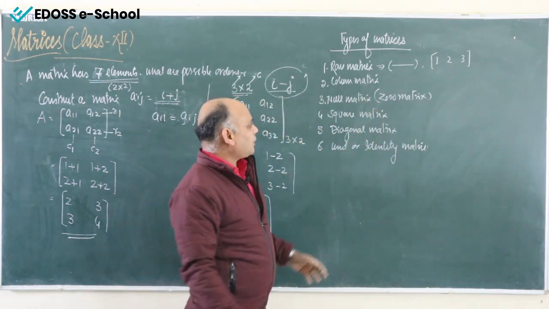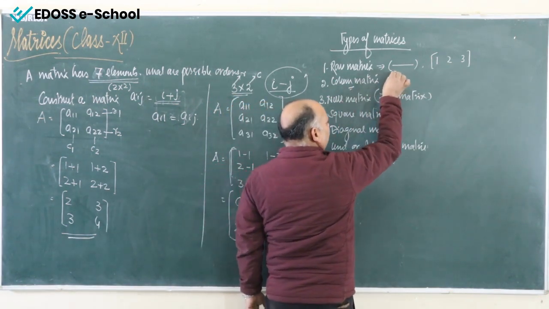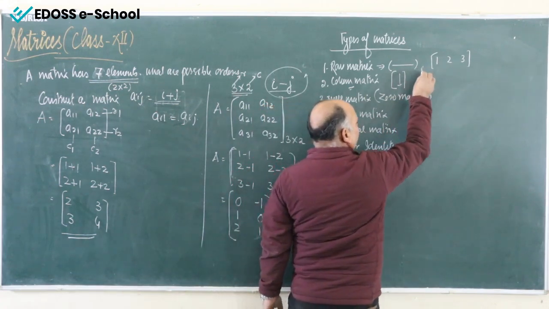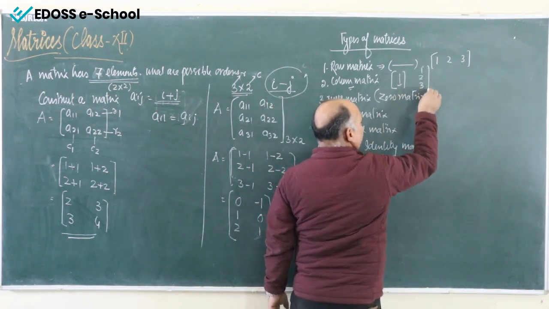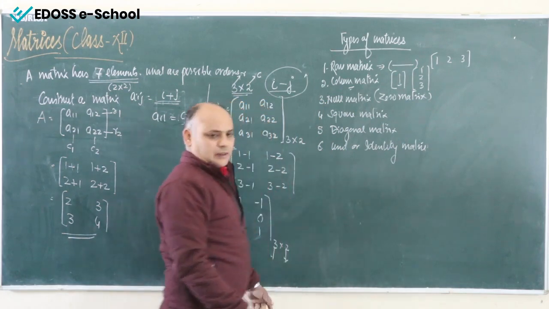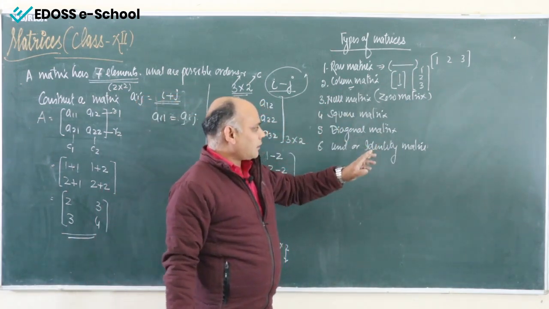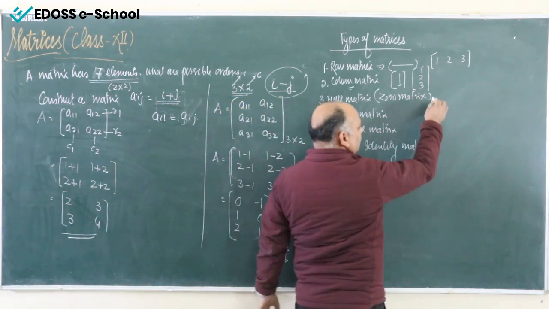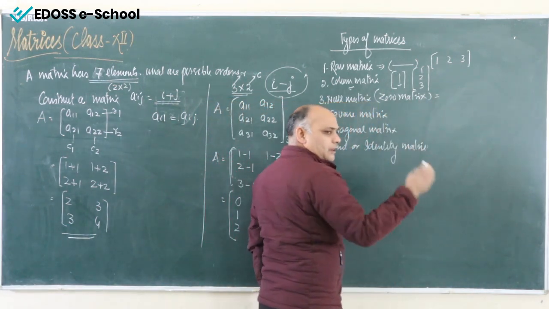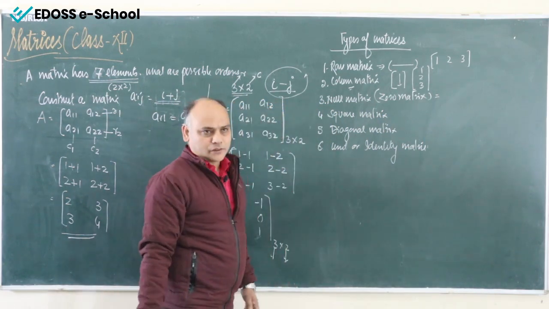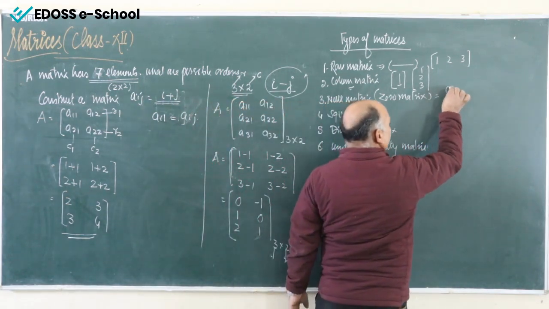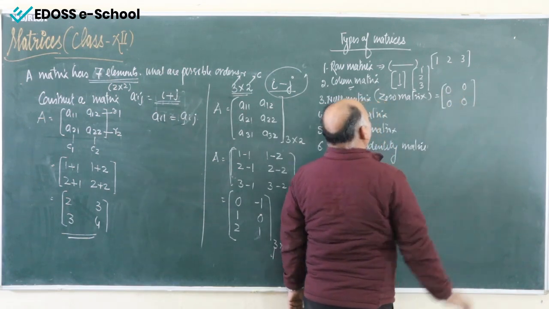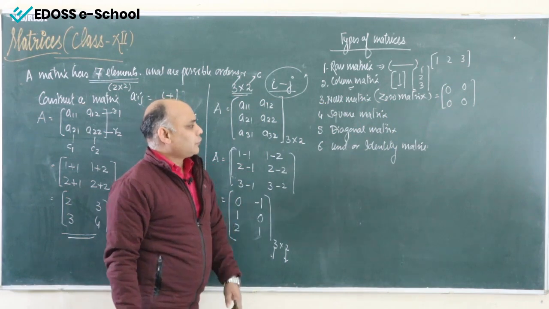What is the meaning of a column matrix? A column matrix means it has only one column like this. This will be the column 1, 2, 3. This is the column matrix. Third is the null matrix, void matrix or zero matrix. Zero matrix means all the elements in this matrix are zero. Suppose 0, 0, 0, 0. This is the null matrix or the void matrix.